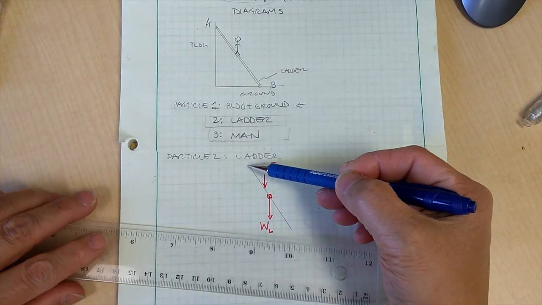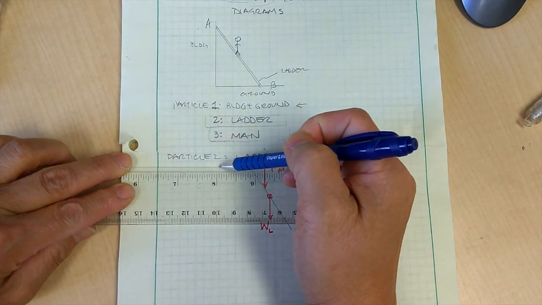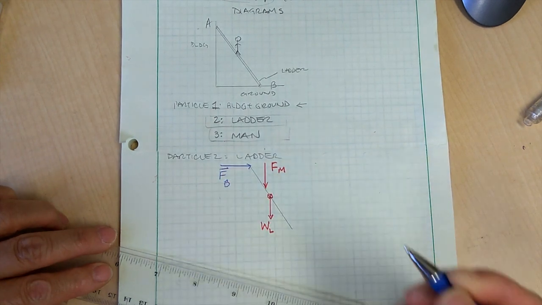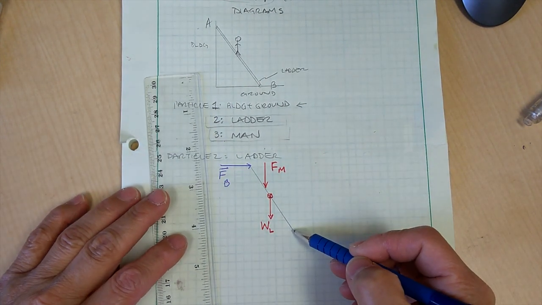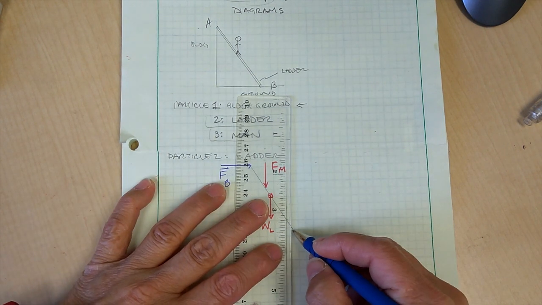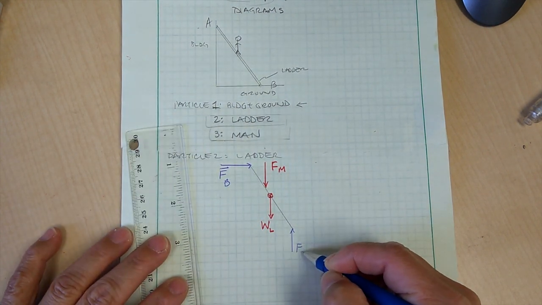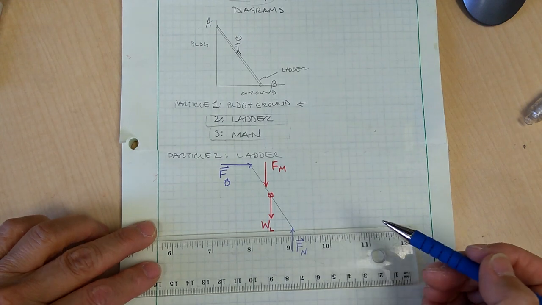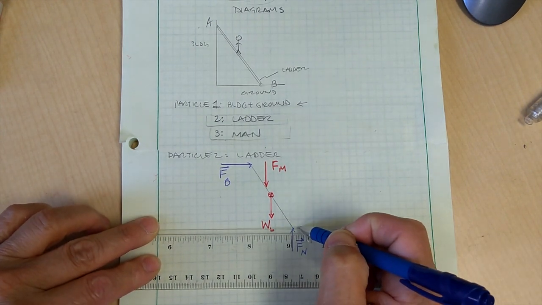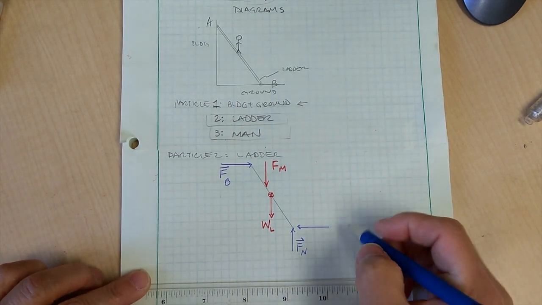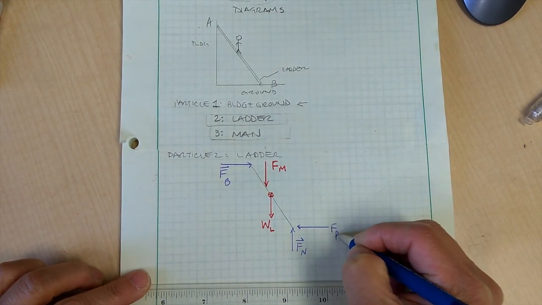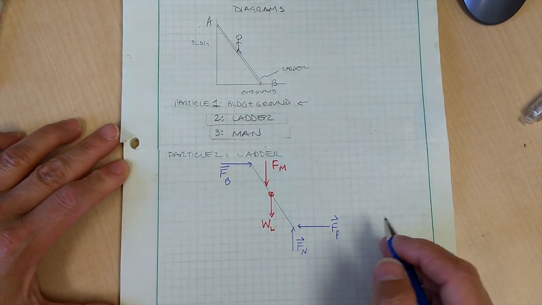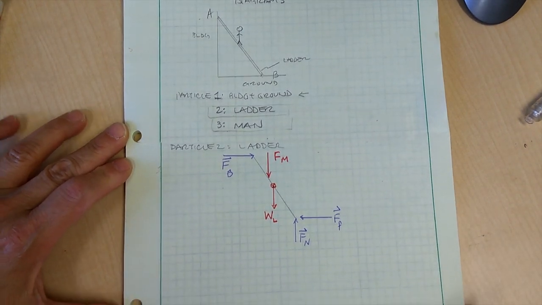Because the ladder is leaning against the wall of the building, the wall will exert a force onto the ladder. So we'll say that's F sub B. And because the ladder is supported by the ground, it also will have this normal force. We assume that the ladder is not slipping, therefore friction comes into play. So there will be this friction force that resists the ladder from slipping. That is a free body diagram of particle 2, which is the ladder.